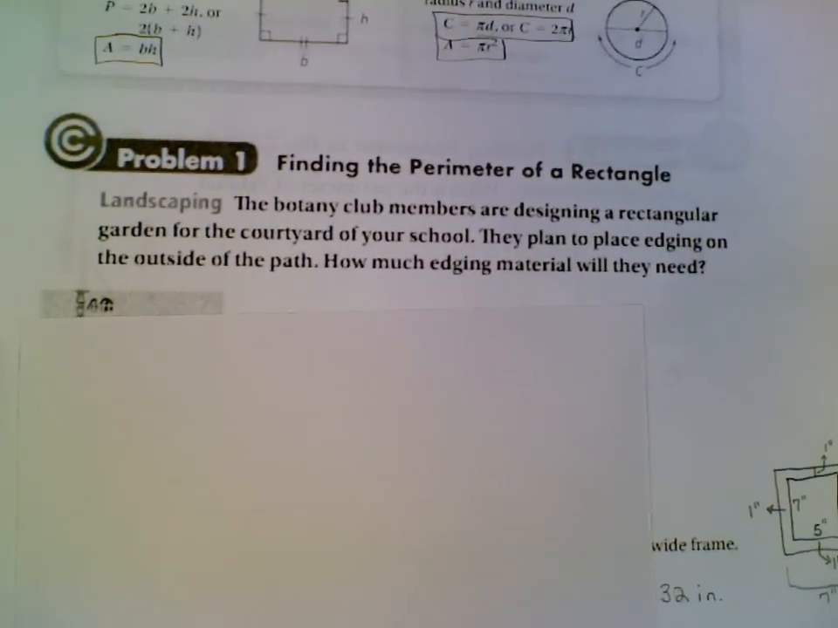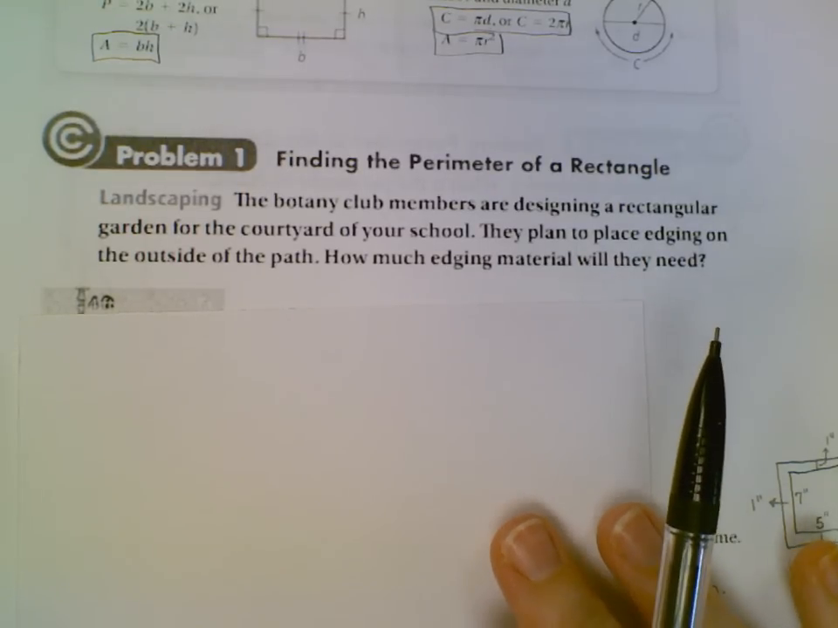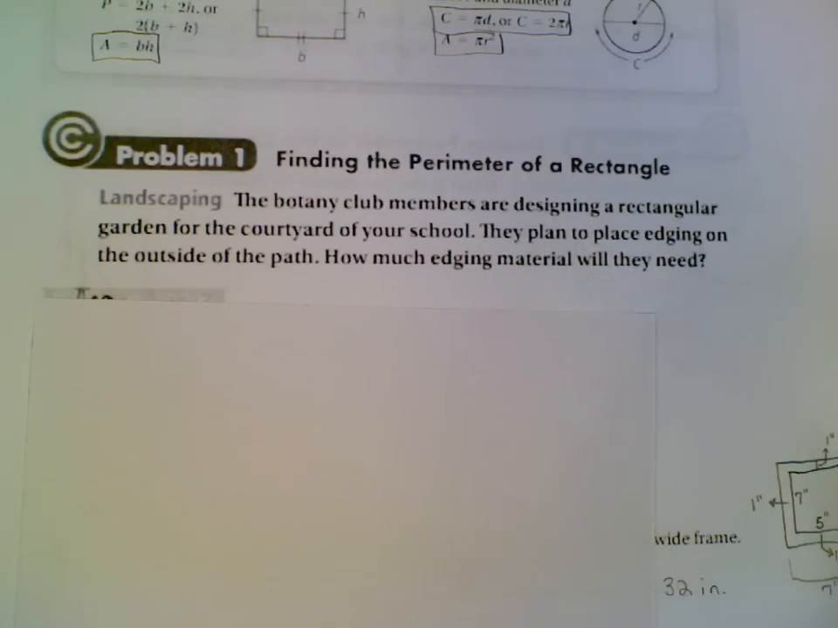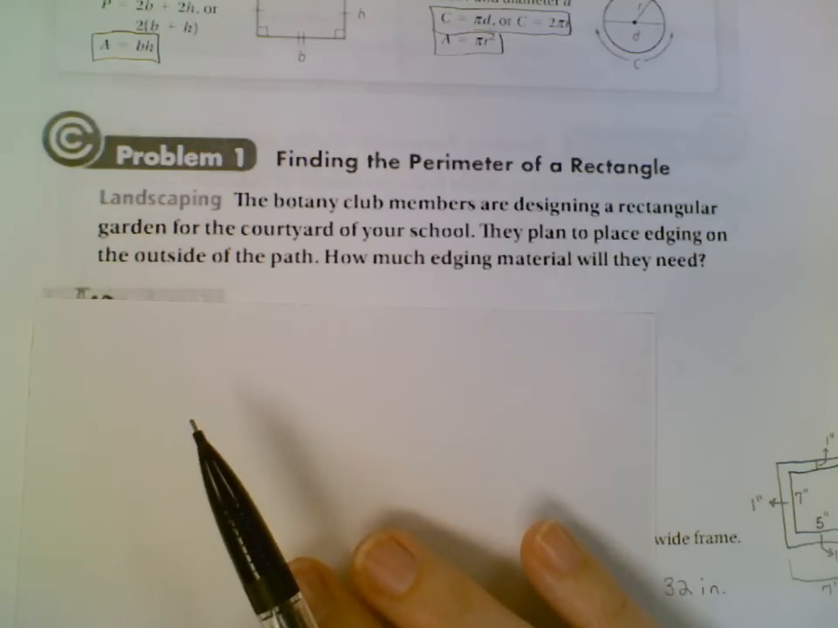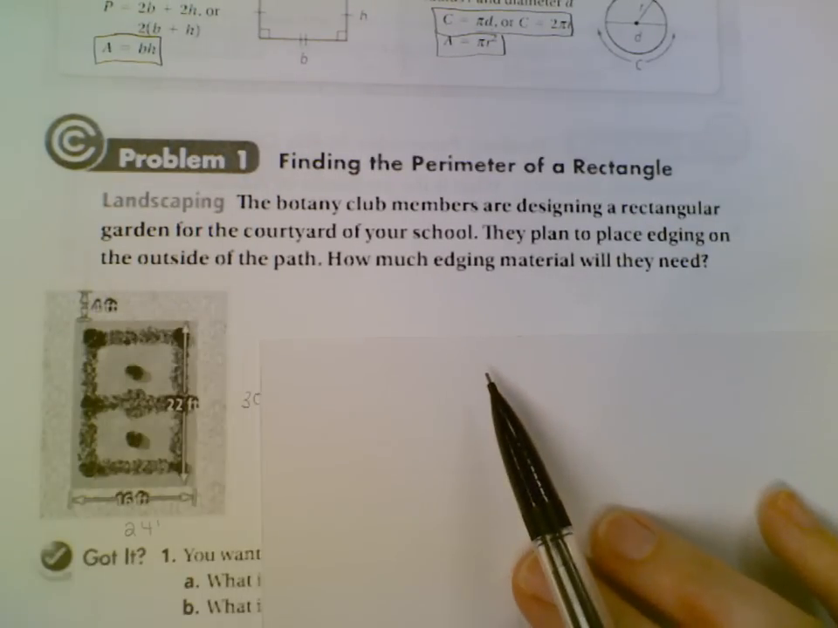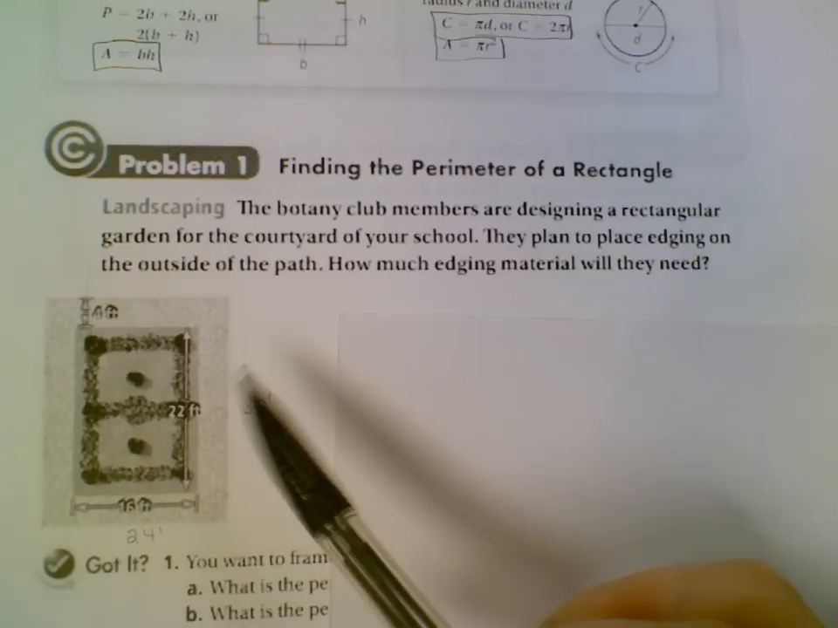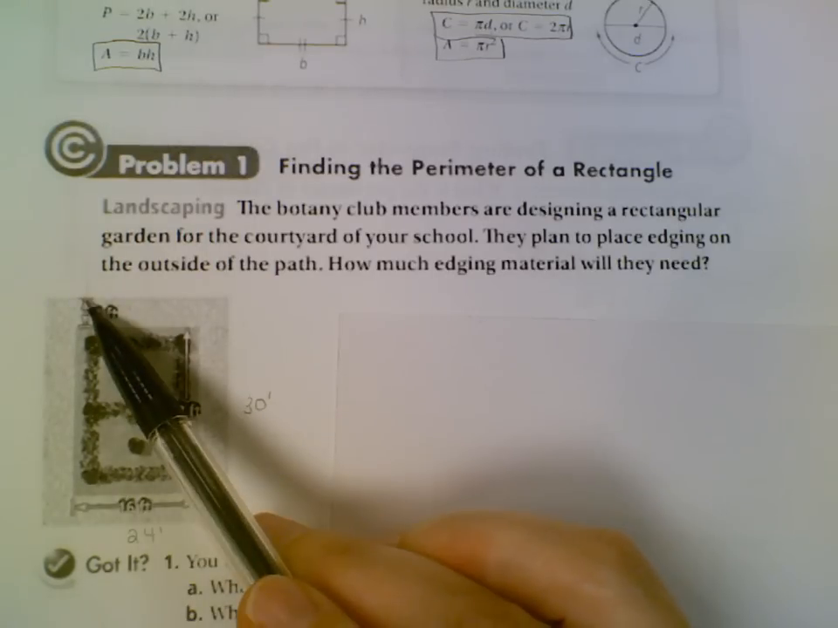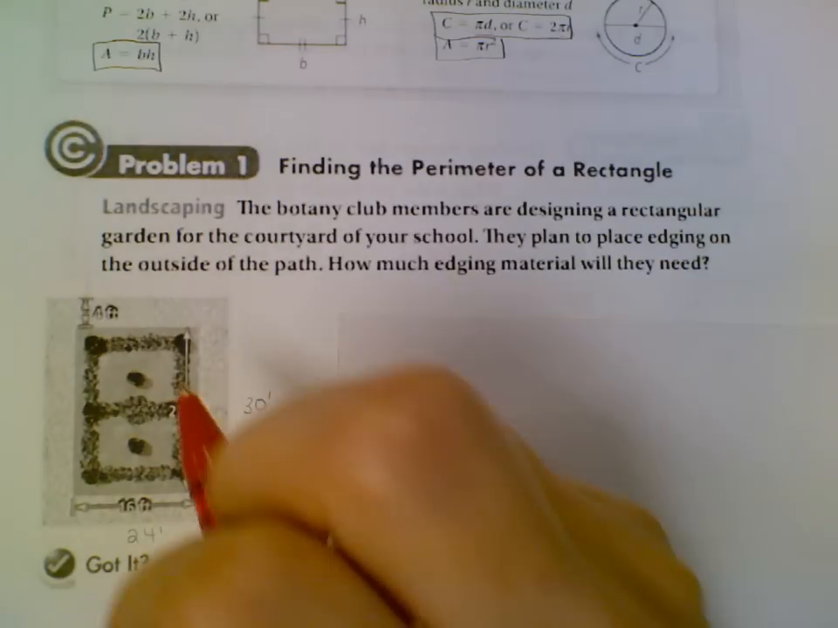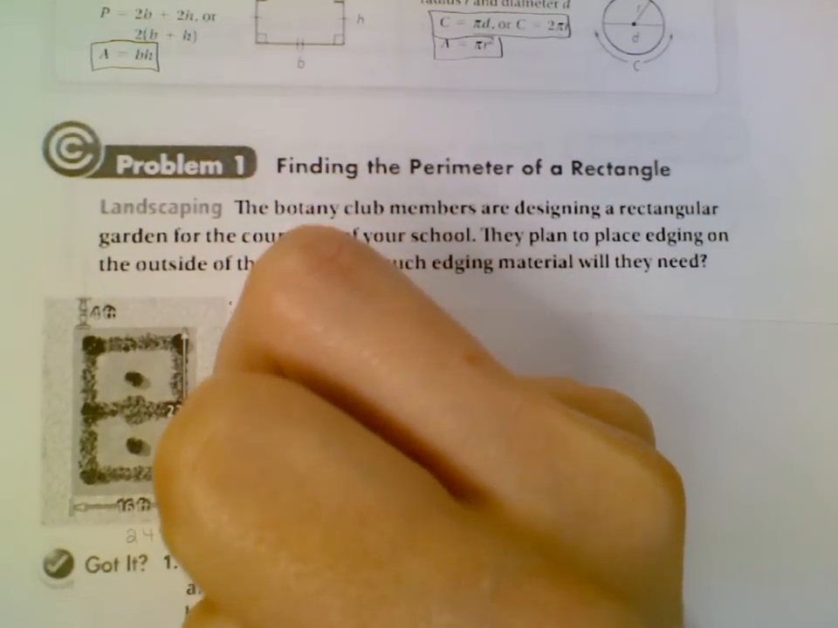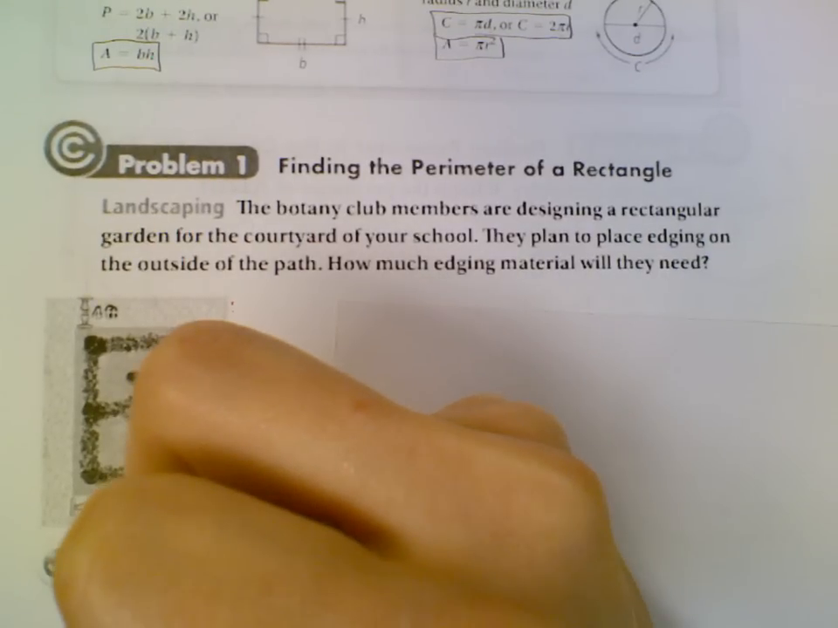So here's my first question. The Botany Club members are designing a rectangular garden for the courtyard of your school. They plan to place edging on the outside of the path. How much edging material will they need? So here is my picture, and notice that you have that 4 feet all the way around. So when they're putting that edging, they're wanting to know what's going to be my perimeter.